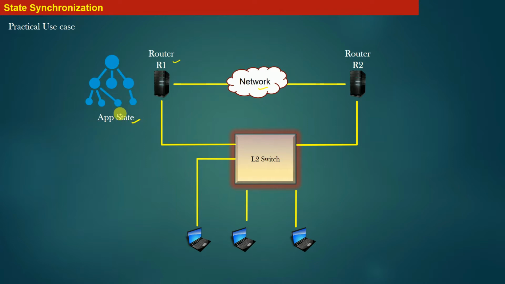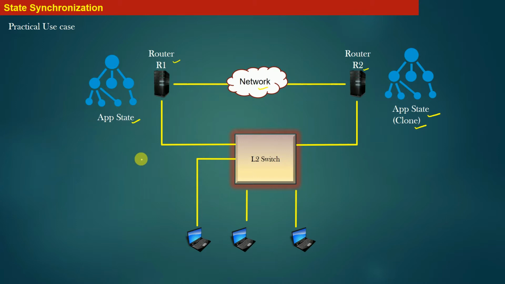So this diagram is the representation of the application state of an application running on router R1. And that application provides the service to these end users, which is represented by these good looking laptops. Now router R2 is running the same application which is running on router R1, but that application is running in the standby mode, right? And that application maintains the application state, which is exactly the clone copy of the application state of the application running on router R1.